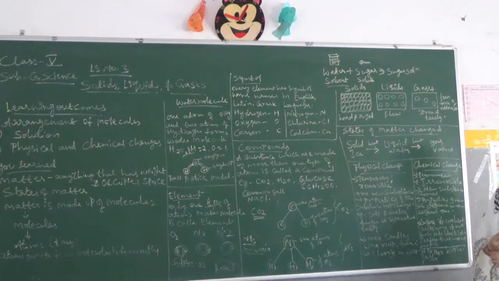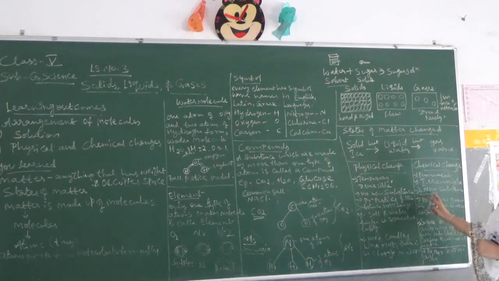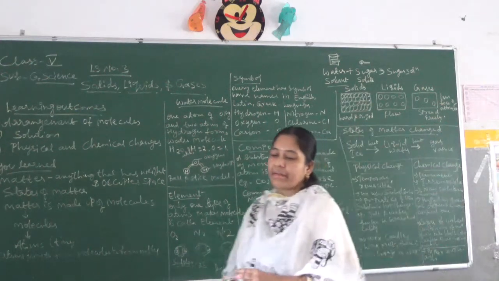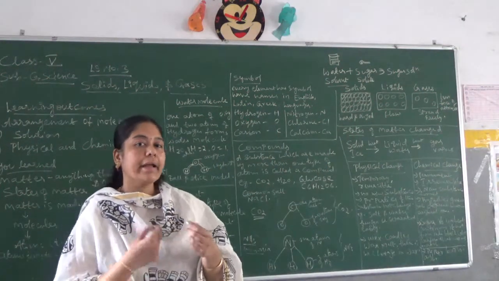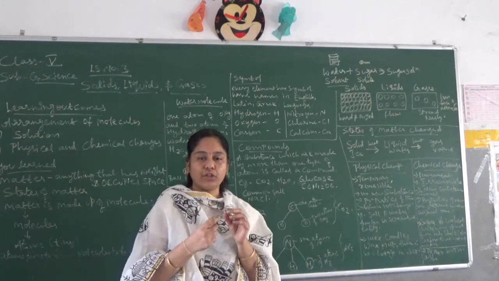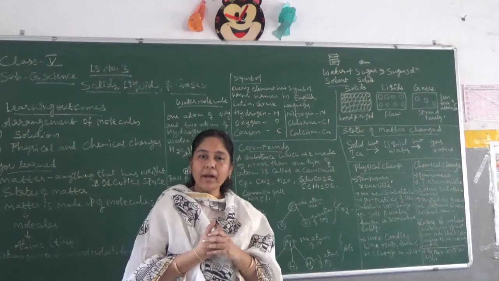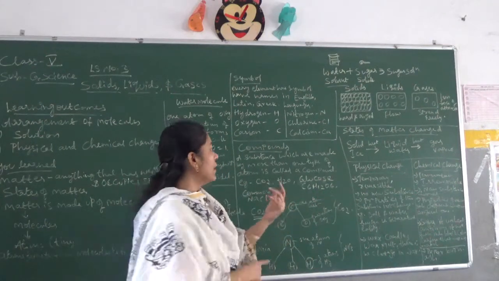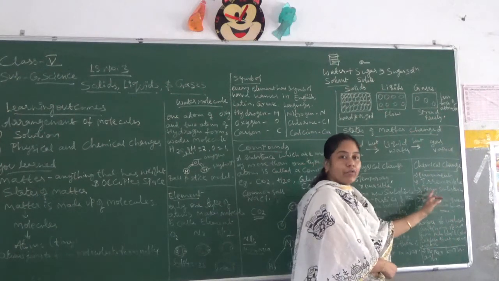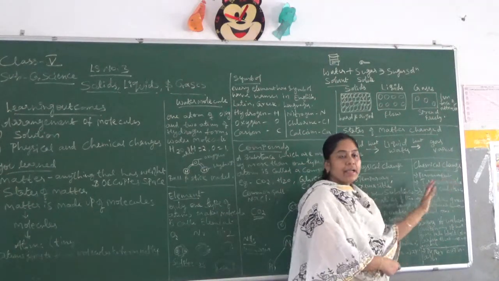Next one, chemical change. A chemical change is different from a physical change. It is a permanent, irreversible change, and the properties of the new substance are different from the original one. For example, if I tear a paper and burn it, the burning of the paper produces ash. Can we get the paper back? No, it is impossible. That is chemical change. We do not get back the original substance.